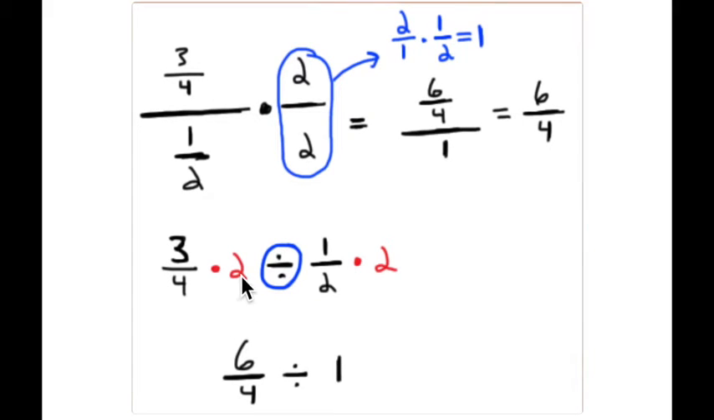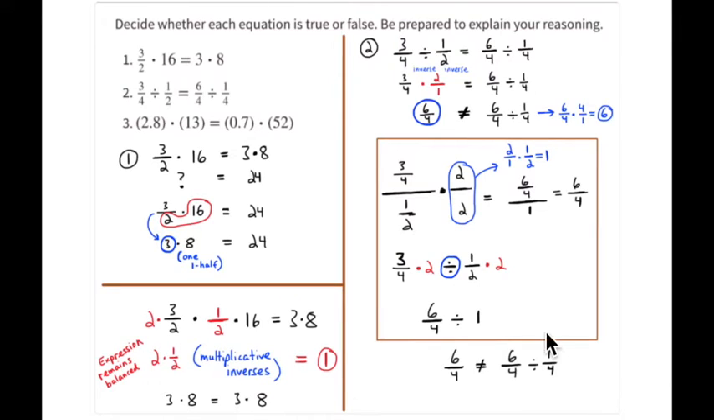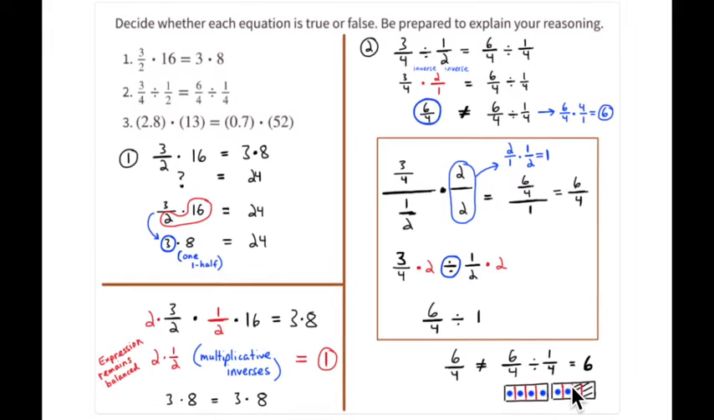So this is equal to 6/4 divided by 1. So 1/2 times 2 is equal to 1, and you get an answer of 6/4. Now 6/4 is not equal to 6/4 divided by 1/4. And I want to take one more quick look at what this means on the right side, 6/4 divided by 1/4. Well, 6/4 divided by 1/4 is the question of how many fourths are in 6/4.